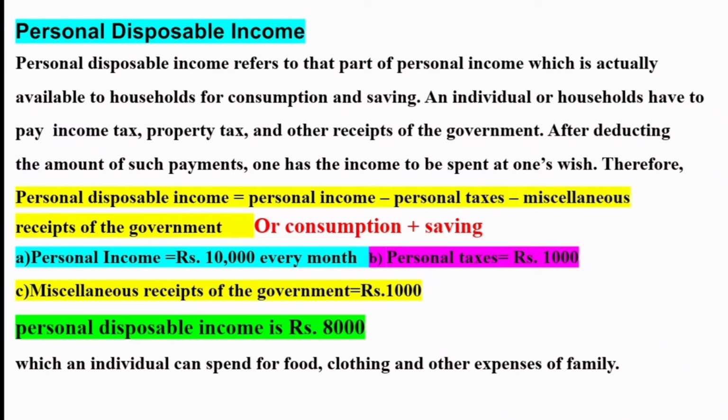For example, if personal income is 10,000 rupees every month and personal taxes 1,000 rupees and miscellaneous receipts of the government 1,000 rupees, so personal disposable income will be 8,000 rupees. After the payment of 2,000 rupees, the disposable income with the individual or the household is 8,000. This he or she can spend for consumption and saving.